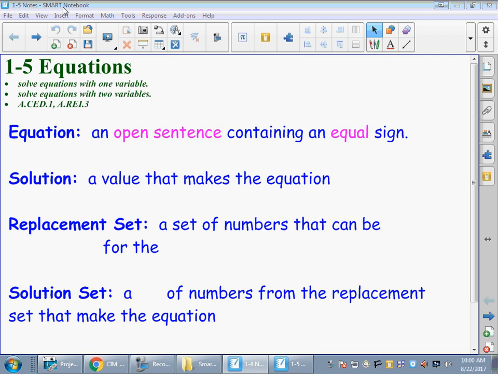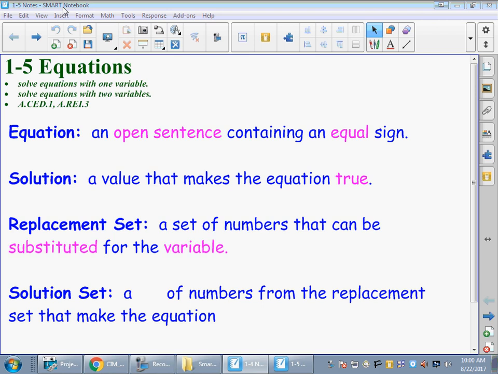So we've already talked about expressions. An equation is just an open sentence containing an equal sign. It's actually two expressions that equal each other. A solution is the value that makes the equation true. Some equations have more than one solution, more than one value that makes it true.